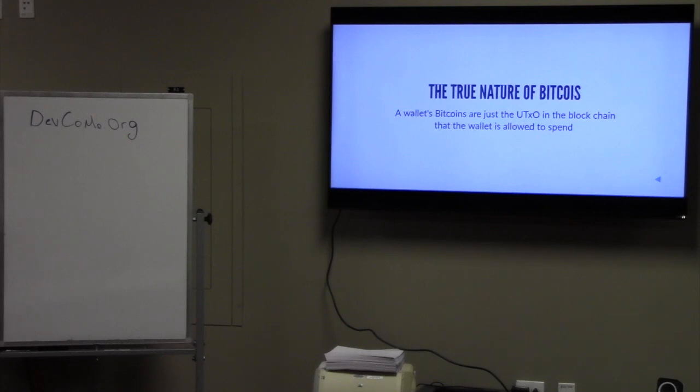So if I want to calculate how many Bitcoins I have, I will look through the history of the blockchain, through all of the transactions, and I will see what transactions have outputs that are assigned to me that haven't been spent yet. And those are my Bitcoins.